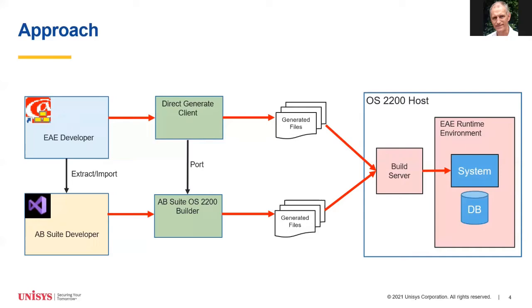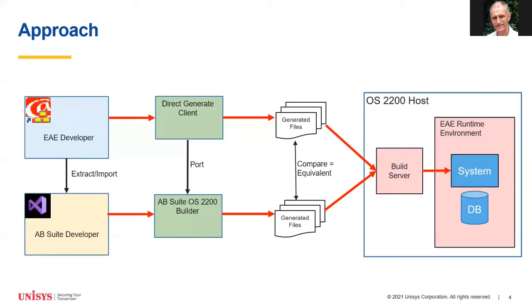Now, the same set of files get generated, and the contents are also essentially the same or almost identical, right down to the point where you can actually do a file by file comparison of files generated from a model in EAE versus files generated from a migrated model in AB Suite. And those comparisons show that they're almost identical. There are just a few minor changes, so that things like version numbers, dates and times, some labels and comments might be a bit different.